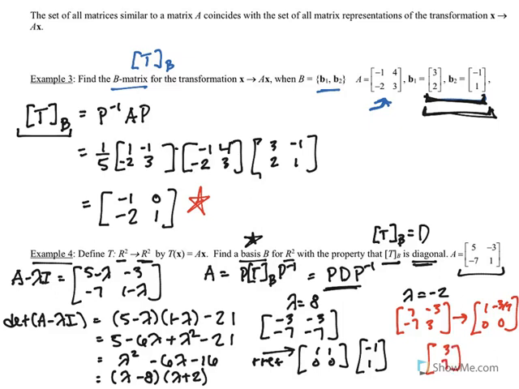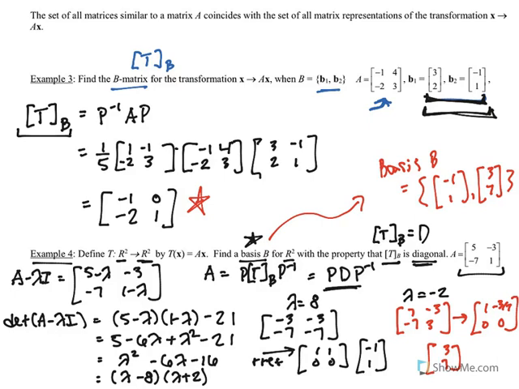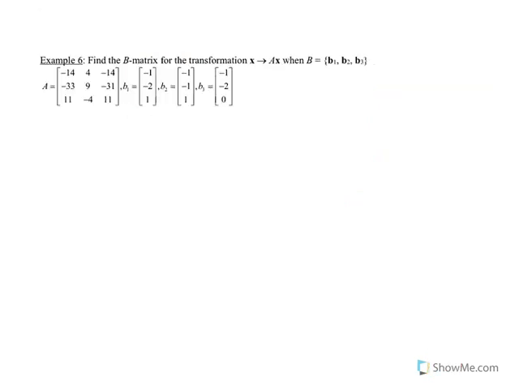Okay, so maybe I'll write the basis because I forgot. So the basis, B, is going to be equal to the two vectors, negative 1, 1, and 3, 7. And there we go. Okay, all we needed to do was find the eigenvectors. So kind of all tying all of this together, I'm going to leave example 6 for you to do on your own.